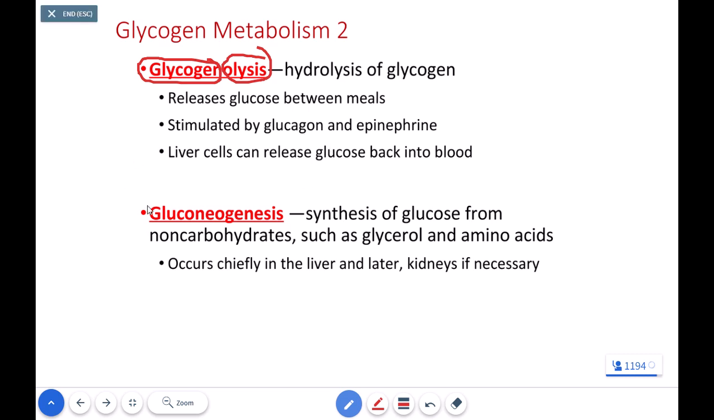And then the last metabolic pathway I want to emphasize to you relative to carbohydrate metabolism is gluconeogenesis. What happens during gluconeogenesis? We make new glucose. Neo is a root word that means new. So during gluconeogenesis, we can take a protein and turn it into sugar, or we take a fat and turn it into sugar. This is making sugar out of something that was not a carbohydrate.